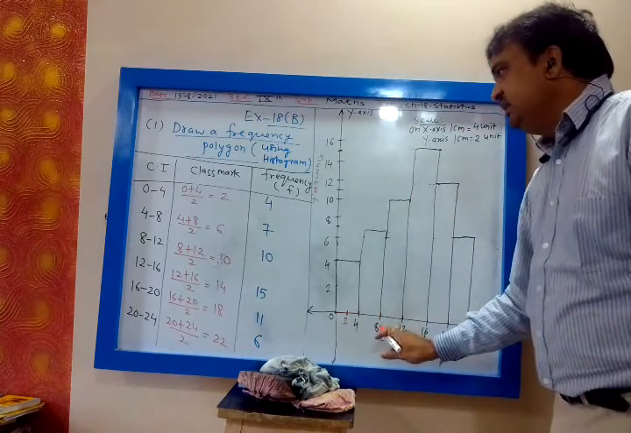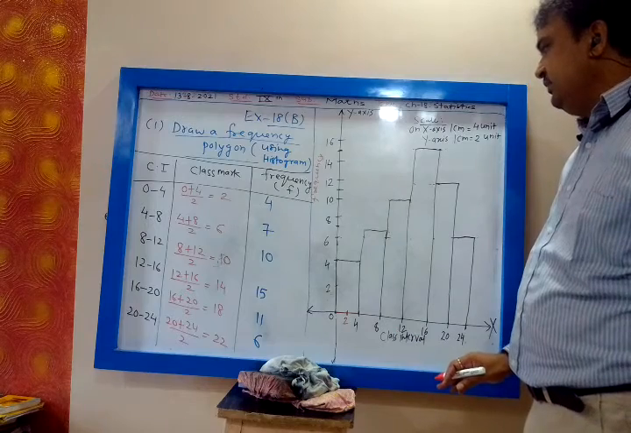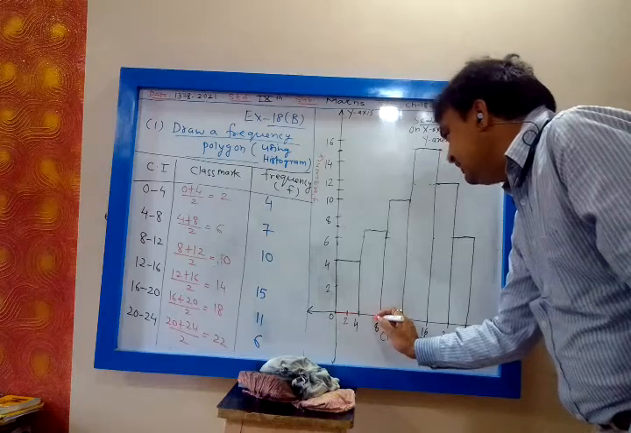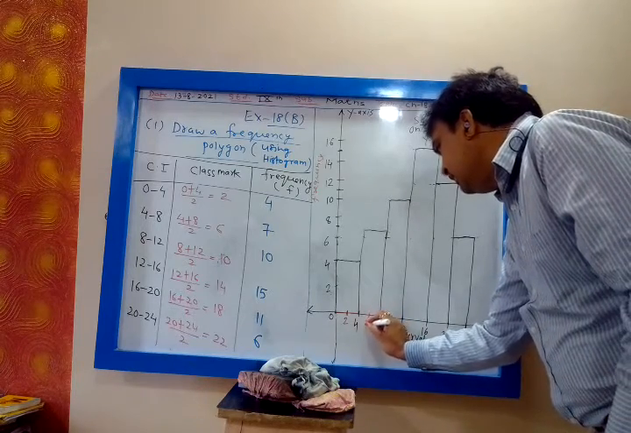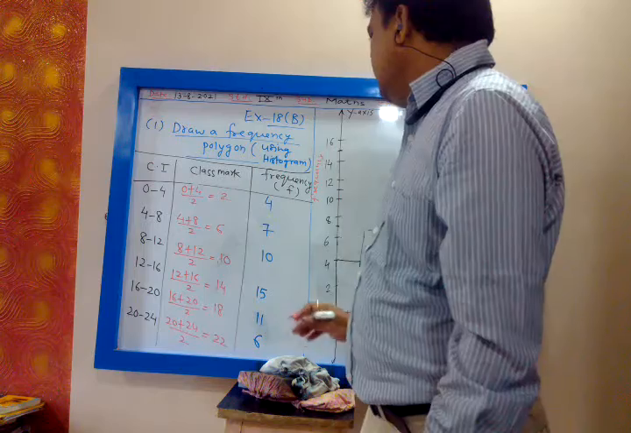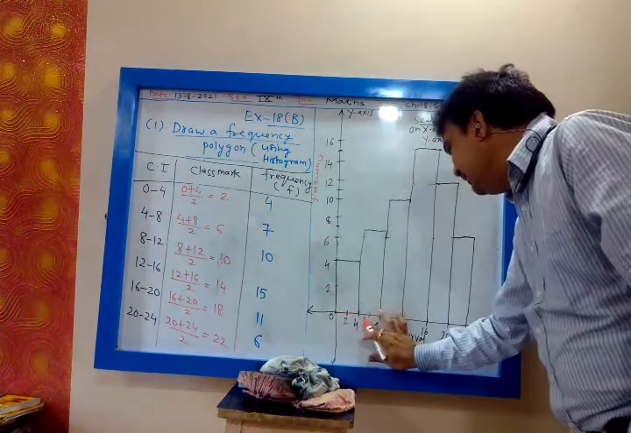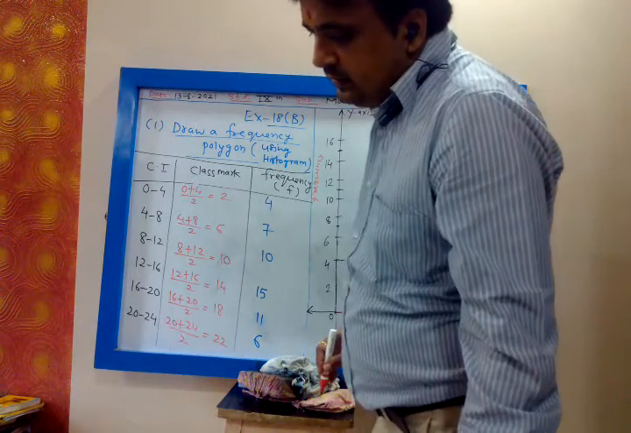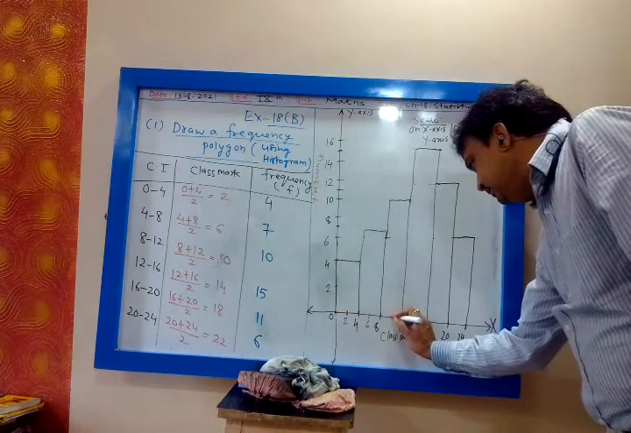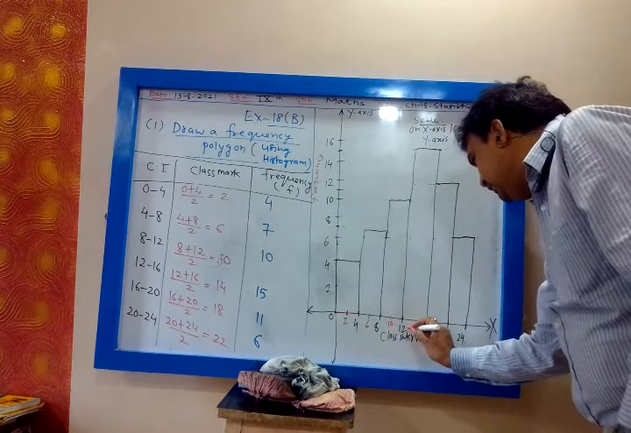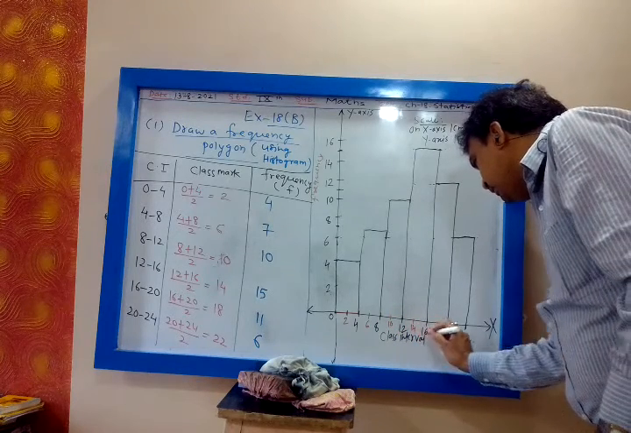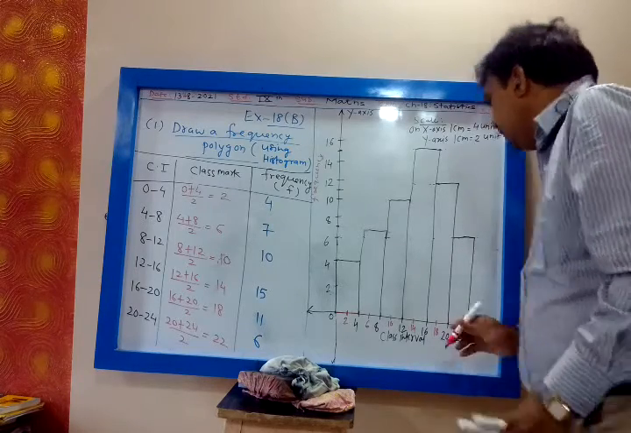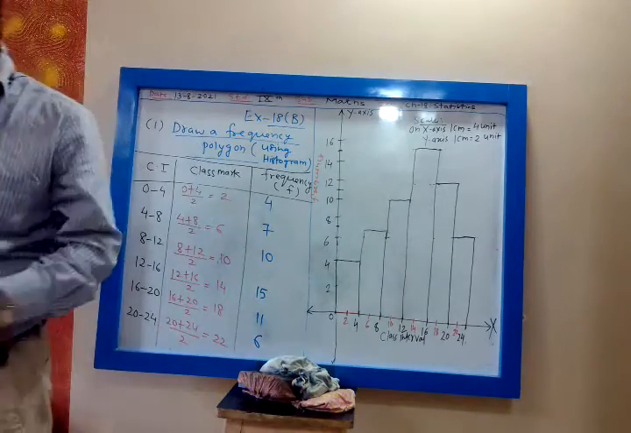Then 4 to 8, the class mark is 6. Then 8 to 12, it is 10. Then 12 to 16, it is 14. 16 to 20, it is 18. 20 to 24, it is 22. Okay, so now we draw the class marks.